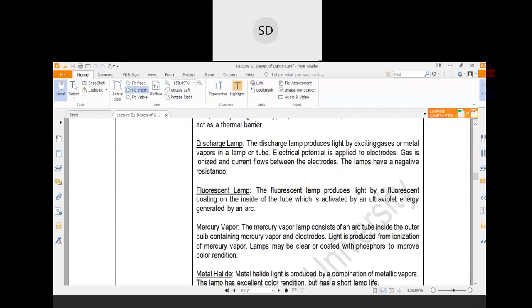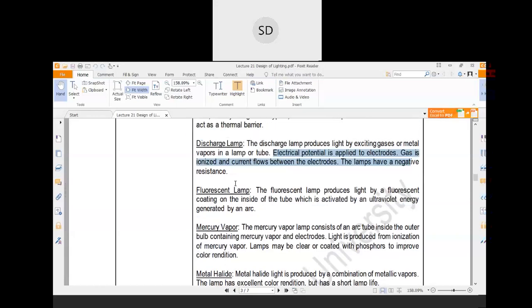Then another type is the discharge lamp. The discharge lamp produces light by exciting gases or metal vapors in a lamp or tube. So some gas would be there, and this gas will be evaporated from the discharge lamp, and by this the discharge lamp will act. Now electrical potential is applied to the electrodes, the gas is ionized and current flows between the electrodes. These lamps have a negative resistance. These are some primary principles of the discharge lamp.